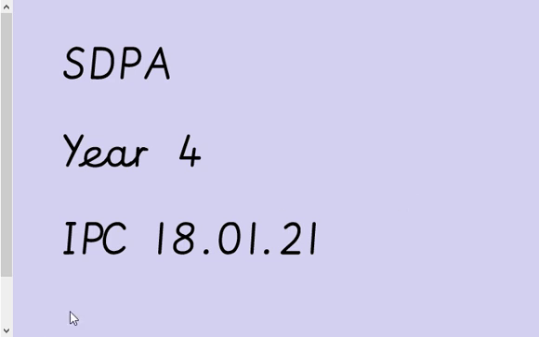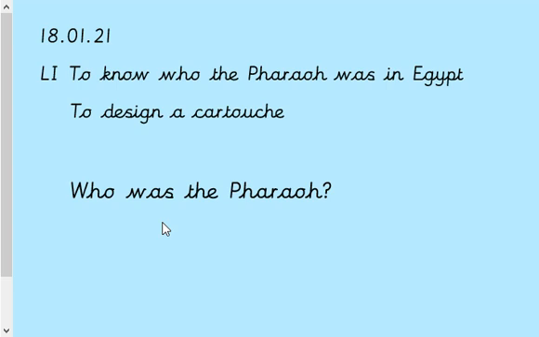Okay, so we're going to have a look at the learning intention. We've got two learning intentions this week. They are both historical, so both of the objectives are linking to ancient Egypt. One of them will be art-based because you're going to be designing and making your own thing at the end of the session. Our intention today is to know who the pharaoh was in Egypt. It's an unusual word, pharaoh, as you can see, spelt very unusually. And the second part is to design a cartouche. And we'll talk about what a cartouche is as we move through the lesson.